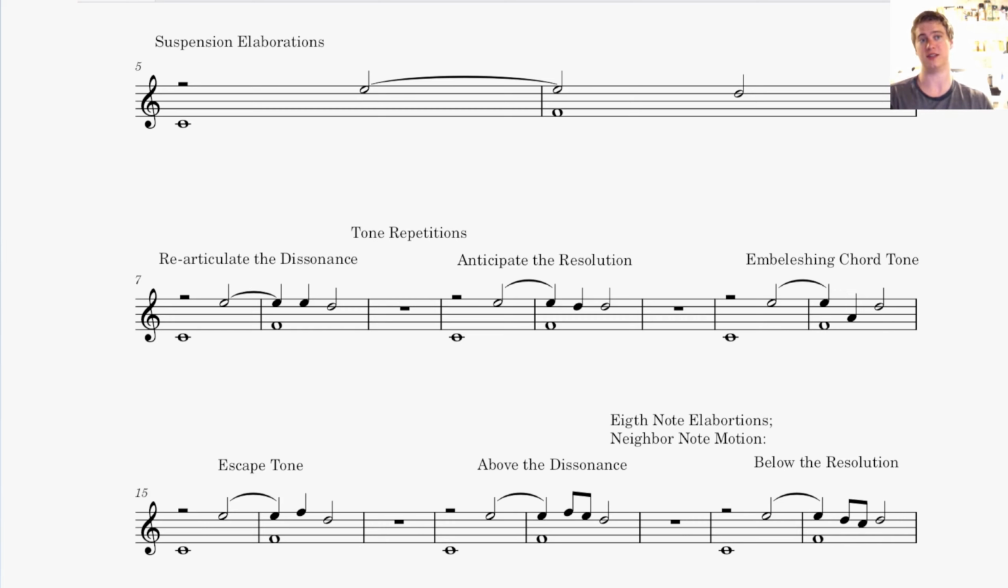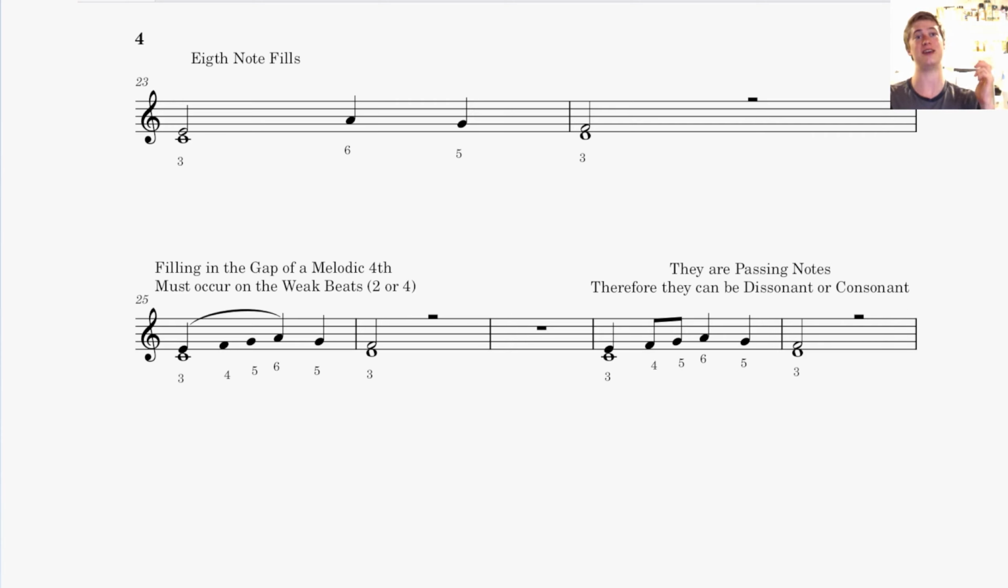The next one is an eighth note elaboration below the tone of resolution, using the same note from your resolution as the first note of the eighth notes and then going a step down before returning to the resolution. The lower eighth note elaboration is more common. The other way to include eighth notes in these exercises is with eighth note fills.